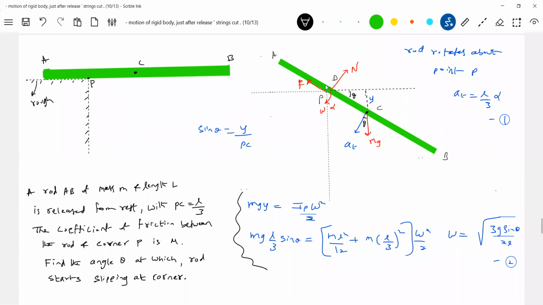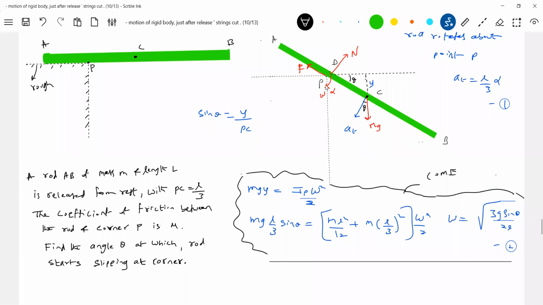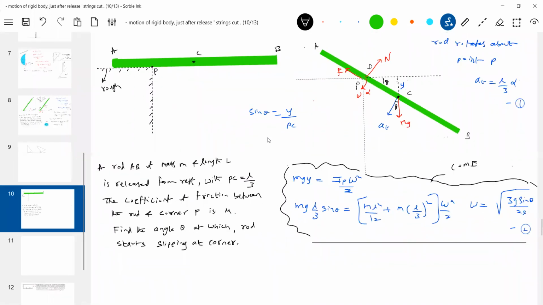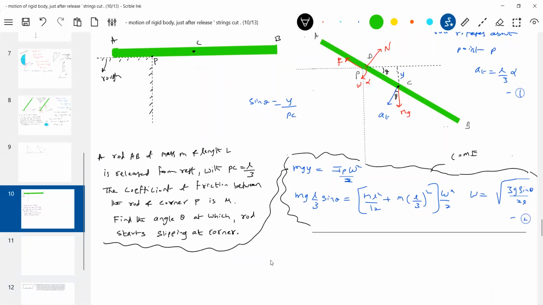I'll put some box like that so that it'll be easy for you. So this is based on what? Conservation of mechanical energy. Then let me apply the next for rotatory motion about point P, as the rod rotates about point P. What is the equation? F minus mg sine theta.